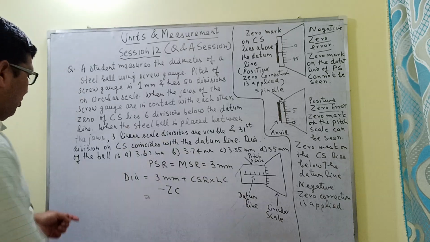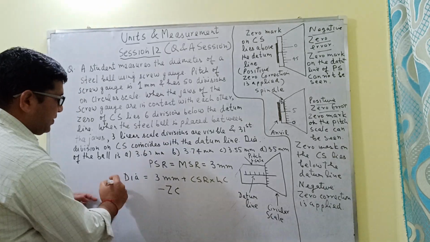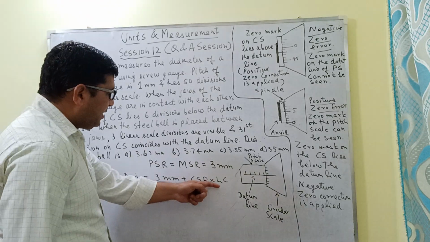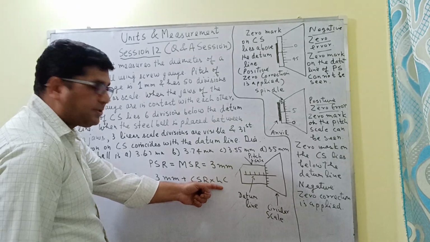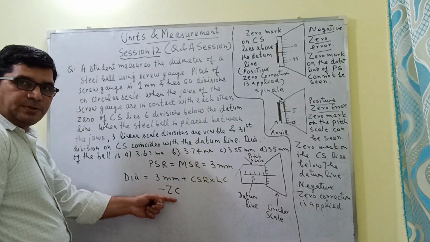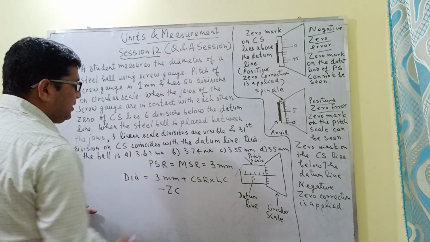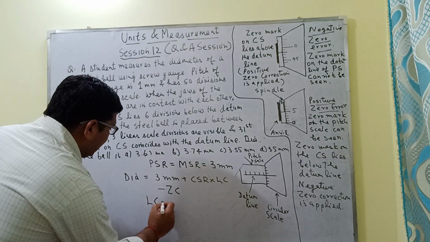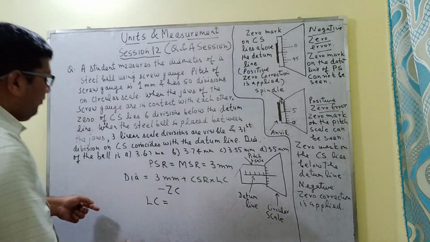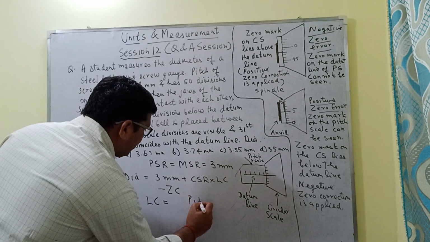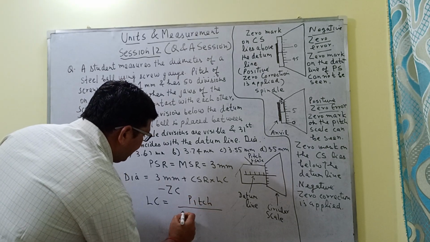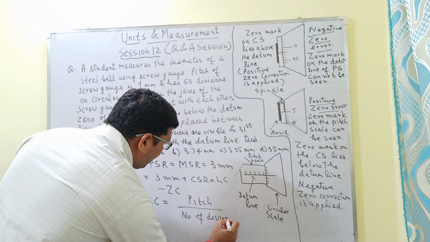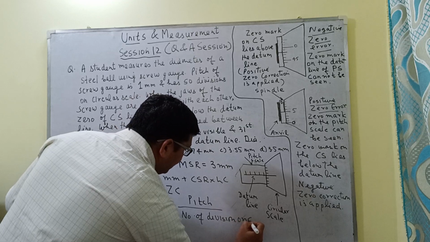So in this case, this is the equation which we have got: the diameter of the sphere will be equal to 3 mm plus CSR, that is the circular scale reading, into the least count of the instrument, minus this zero correction. Now we have to find this least count, because यहाँ पे circular scale reading दी गई है, least count अभी हमारे पास नहीं है. So the least count is equal to the pitch of the screw gauge divided by the number of divisions on the circular scale.